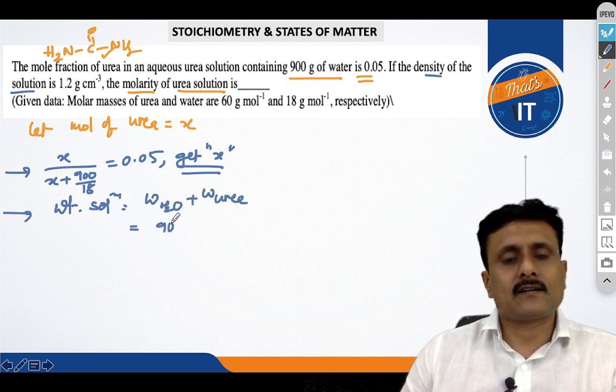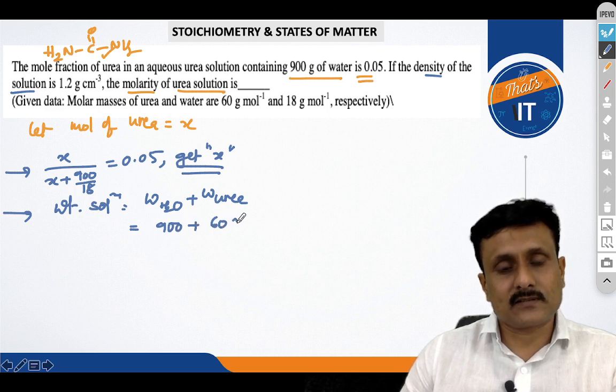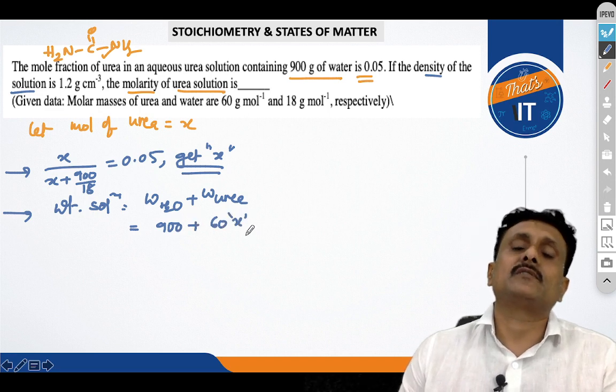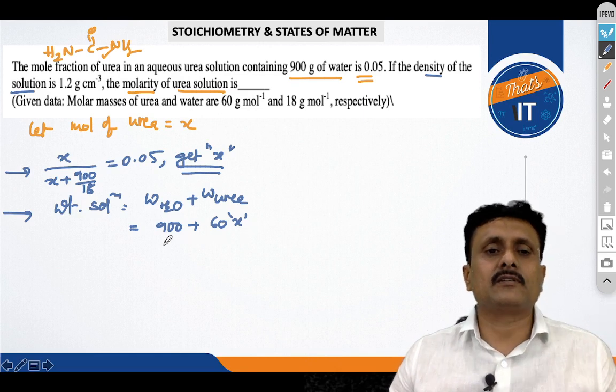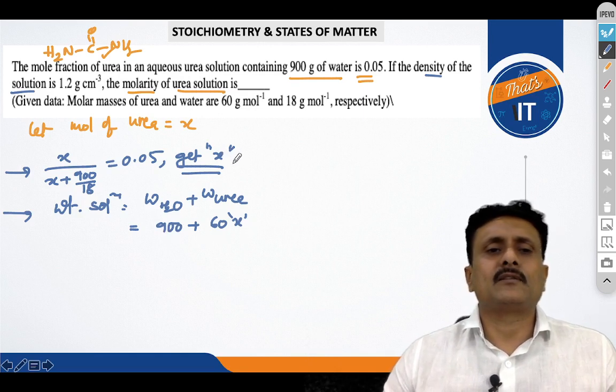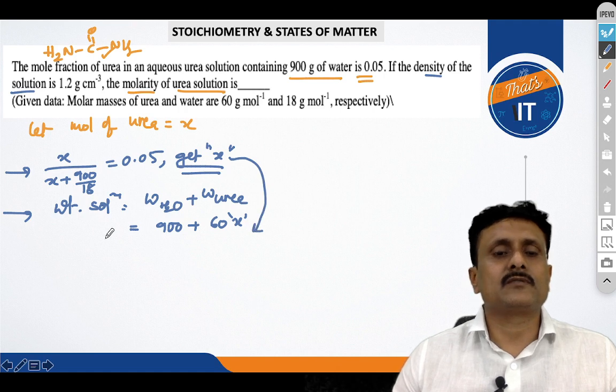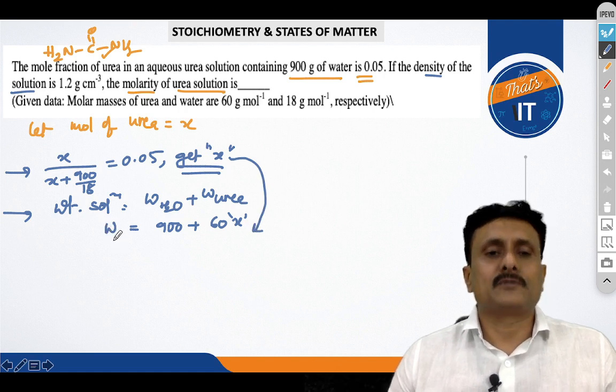That is 900 plus 60 into x. Why 60 into x? Because the molecular weight of urea is 60. Number of moles into molecular weight will give you the mass. But you already got the value of x from here. You are going to substitute here to get the weight of the solution, isn't it?